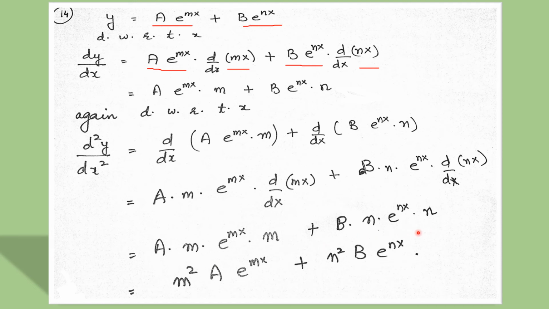Right? Now you please solve. m into m will give you m square a e power mx plus, similarly, n into n will give you n square b e power nx. So this is what you get as the second order derivative.